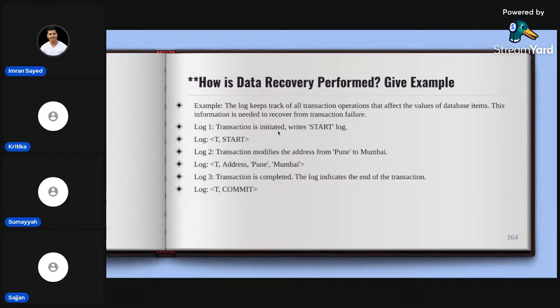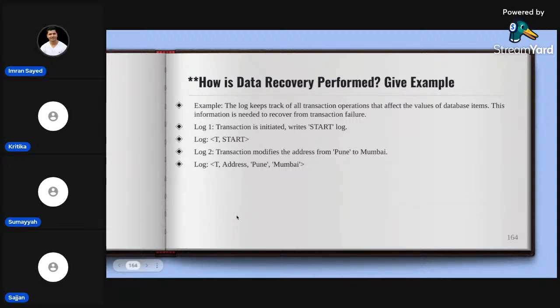So log one is the transaction is initiated, write start log, then log T start. Log two is the transaction modifies the address from Pune to Mumbai. Then log T address is making note of the address, whatever was changed. Log three: the transaction is completed, and the log indicates the end of the transaction. Log T commit. Commit is saving. Assume at this point of time a failure occurs. Since the transaction has committed, we perform redo for recovery. Because we maintain logs and we had committed, at this stage we saved whatever was done, so we could redo this for recovery.